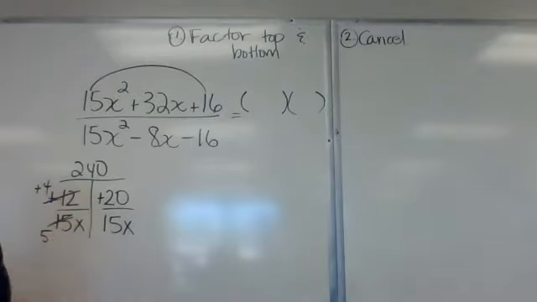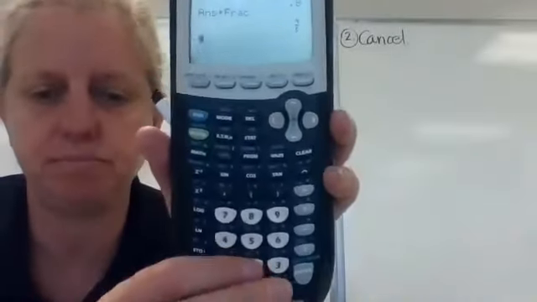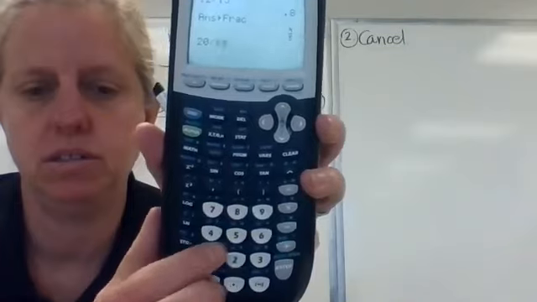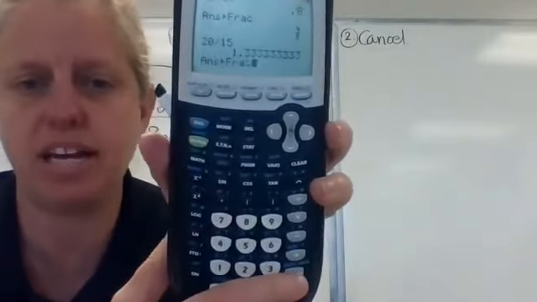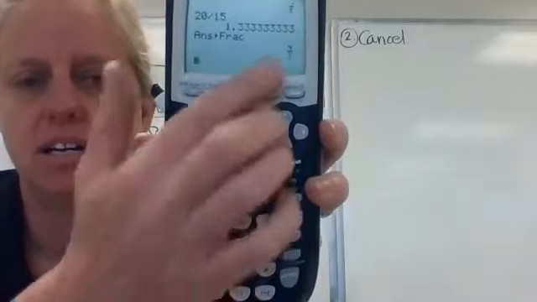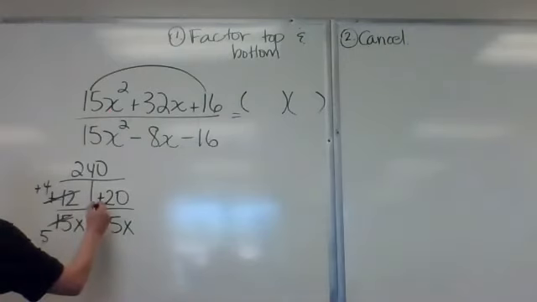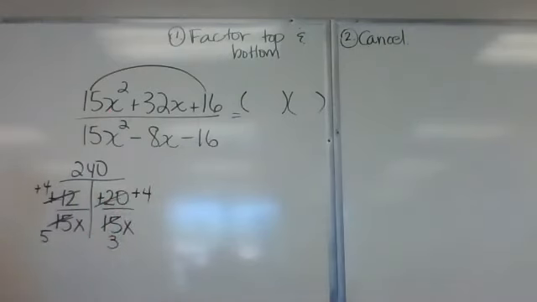Do the same thing to your other fraction. So I've got 20 divided by 15. Okay, so it's another decimal. So just math enter that to see that that one reduces to positive 4/3.